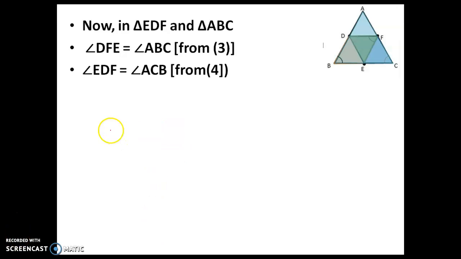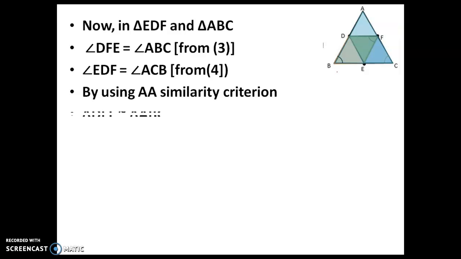So 3 and 4 we just now found out by using the parallelogram. That we are going to use for these two triangles. From 3 and 4 we got these angles equal, in this small triangle and the big full triangle. Two angles are equal, so by the AA similarity criterion we can say these two triangles are similar. This inside upside down triangle and the full triangle are similar.